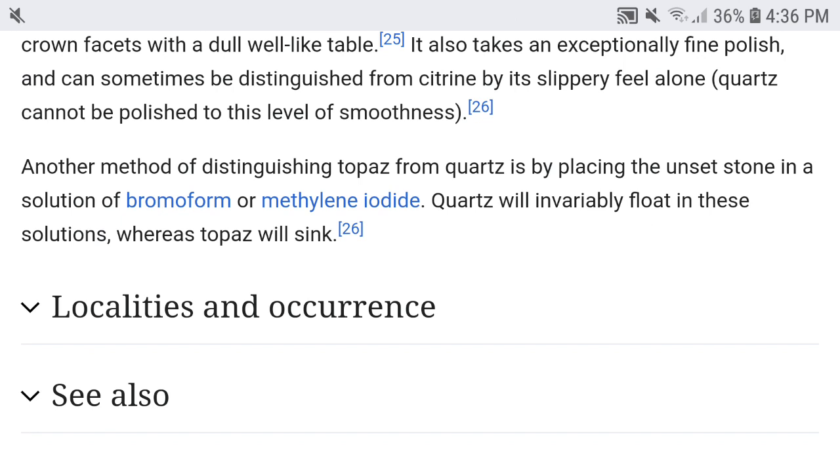Another method of distinguishing topaz from quartz is by placing the unset stone in a solution of bromoform or methylene iodide. Quartz will invariably float in the solutions whereas topaz will sink. Okay, I thought it was going to say that topaz will dissolve, but apparently not.